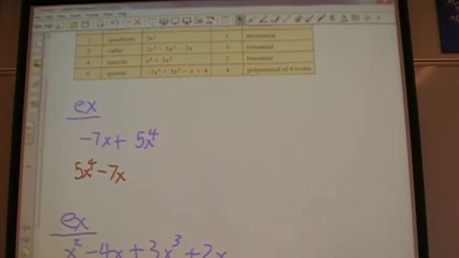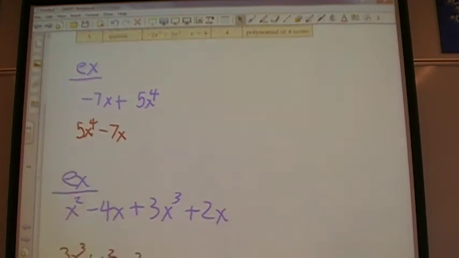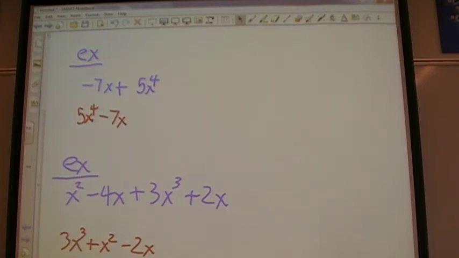Alright, what would that one be in standard form? 3x cubed plus x squared minus 2x. Very good. And that's standard form, then how would you classify it? Cubic trinomial. Very good. So first put it in standard form, and then classify it.